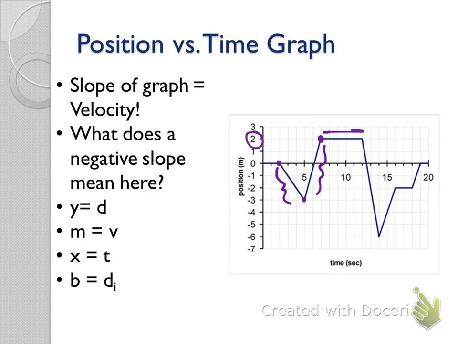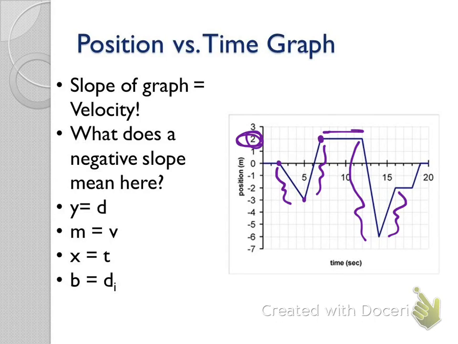They just stood still. Their position remained still at 2 meters, 2 meters from where they started. Okay? This right here, we already talked about. What did they do here? They walked backwards. Here, what did they do?